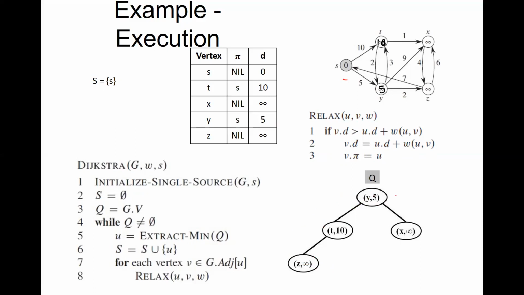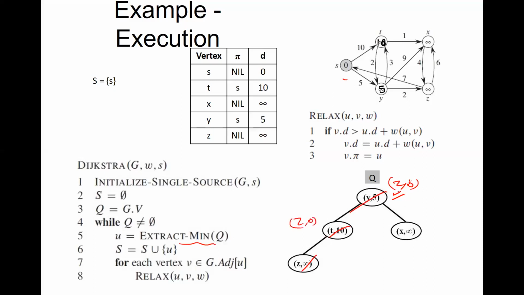Again the process is repeated. The minimum value from the priority queue, based upon the distance, is removed. That value will be y. When y is removed, it is replaced by z comma infinity, but it is not the proper structure of the min heap. So this will be replaced by t comma 10.